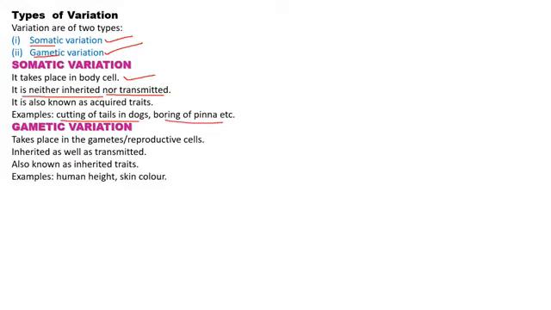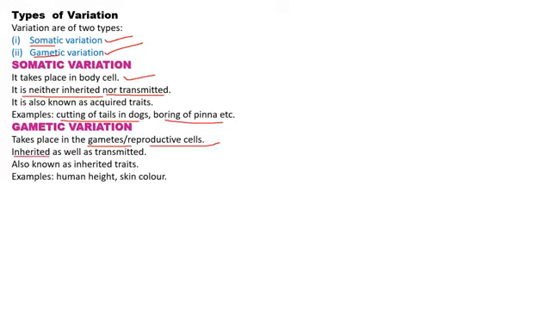You won't find this variation in the next generation, right? So it is not done in the genes. Only the changes which are made in the genes can be transferred from one generation to another generation, right? So that is a gametic variation, which takes place in gametes or in reproductive cells. Now they can be inherited, they can be transmitted.